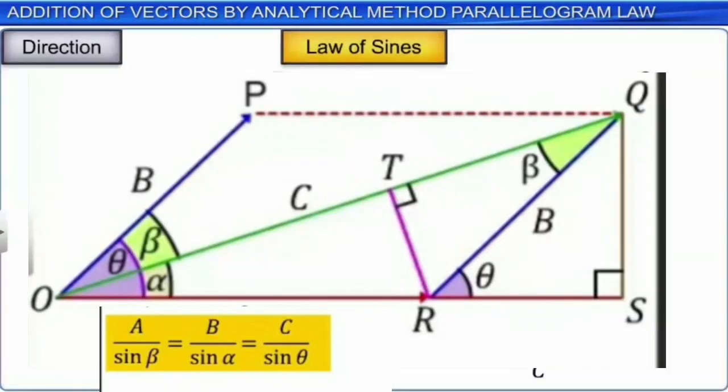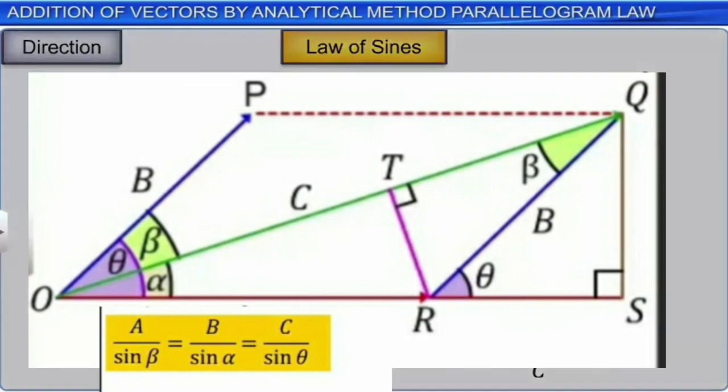Next is the law of sines, which helps us to find the direction of the resultant of two vectors. The expression is A by sin beta equal to B by sin alpha equal to C by sin theta. Here theta is the angle between the two vectors, vector A and vector B, and alpha is the angle made by the resultant with vector A. Beta is the angle made by the resultant with vector B.